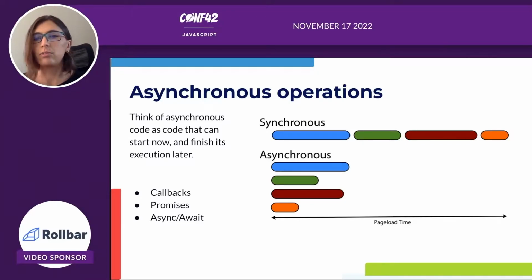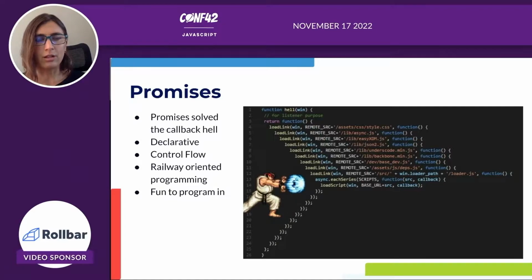So to solve this issue of blocking that thread, we can use asynchronous code. Think of it as code that can start now, that you can ask for something, and the JavaScript interpreter can solve it later. So when JavaScript is running asynchronously, the instructions are not necessarily executed one after the other as in synchronous operations. Some examples of how to handle or create asynchronous code can be callbacks, promises, or async await. We are going to be centering ourselves on promises.